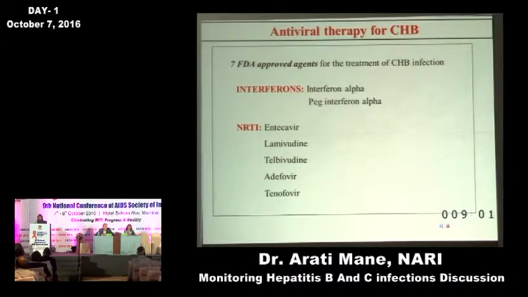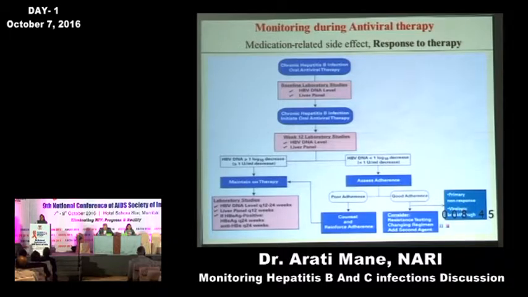Now, antiviral therapy: there are 7 FDA approved agents, including 2 interferons, 2 nucleoside analogs, and 3 nucleotide reverse transcriptase inhibitors. Depending on the stage, the patient will be initiated on therapy. Now, how is the monitoring done during therapy? Monitoring is done essentially to look at the side effects of the medications, which will depend on the individual drugs chosen. And most importantly, monitoring is done to look for a response to treatment.